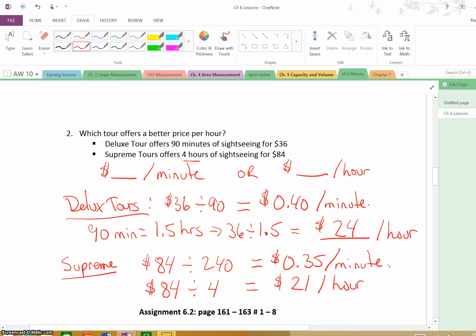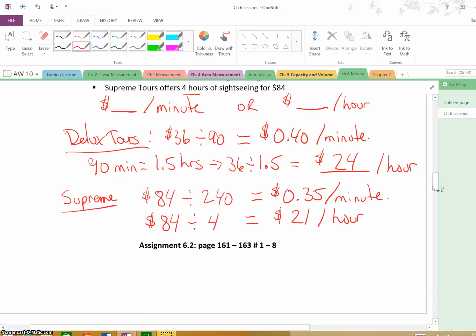Okay, so what I'd like you to do is try some of that out. It's really very easy. Make sure again that you're using the same units, right? So I'm using hours when I'm comparing, or I'm using minutes. So go to page 161 and do numbers 1 to 8. Okay.